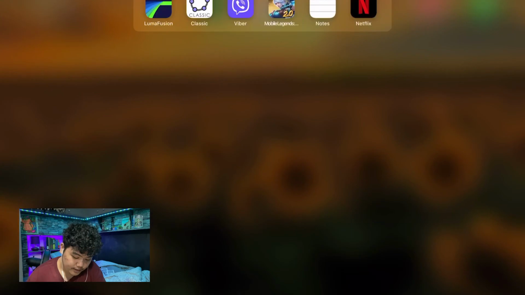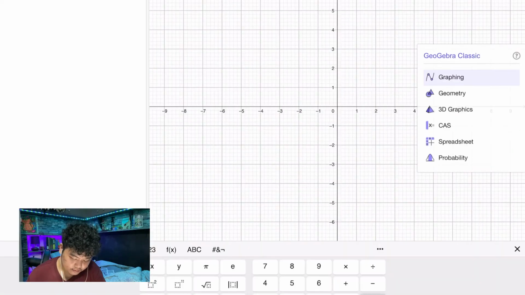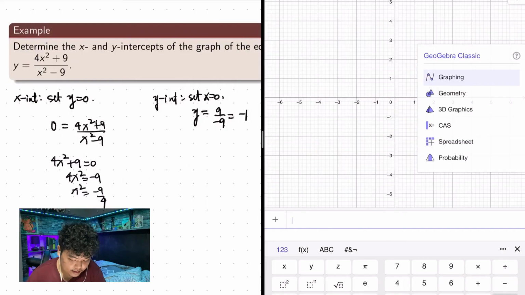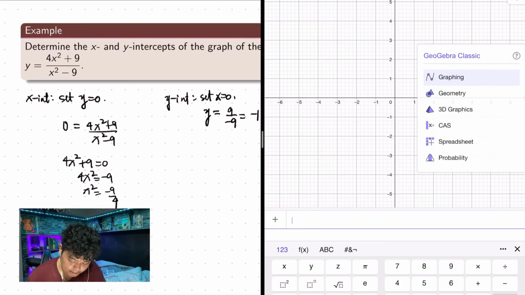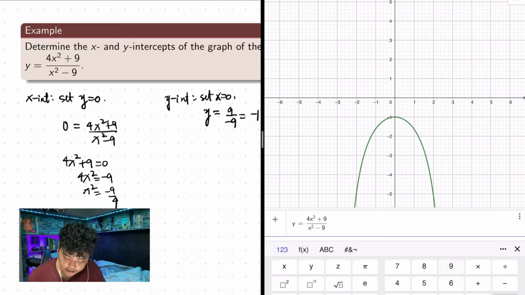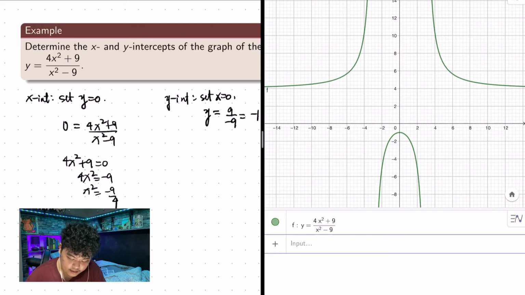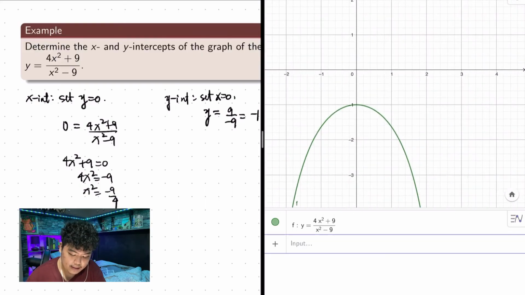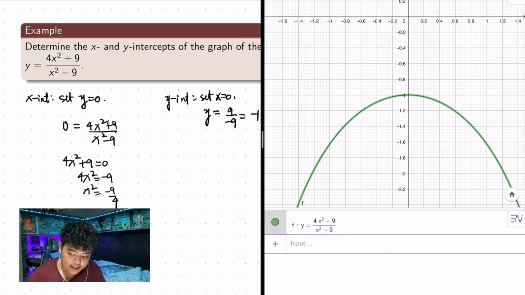Nasaan na ang GeoGebra natin? So, ito yung pang-graph ko kasi ito lang yung meron ako. At libre siya. So, let us sketch the graph of y equals 4x squared plus 9 divided by x squared minus 9. And as you can see, wala siyang x-intercept. Hindi siya tumatama sa x-axis. At sa y-axis, saan siya tumatama? Sa -1.